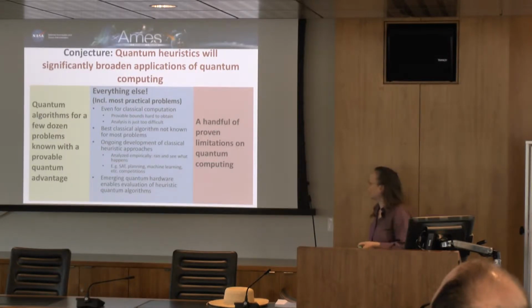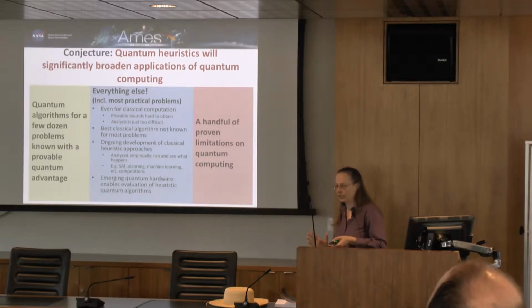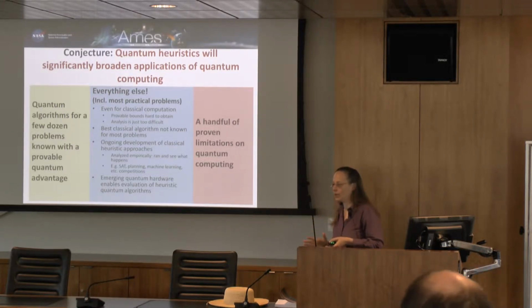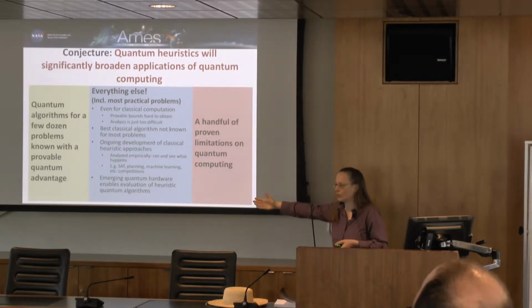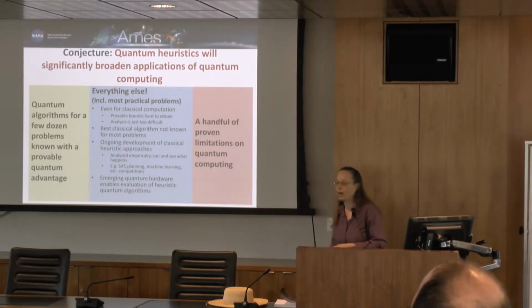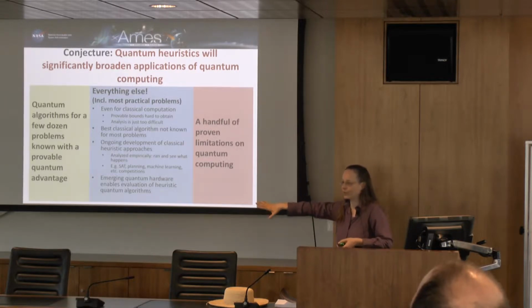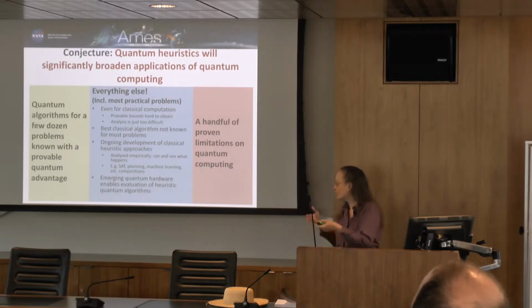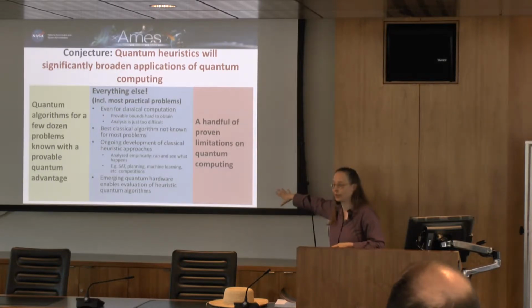And one thing I want to emphasize right away is that there are some really exciting quantum algorithms that are known, like Shor's algorithm for factoring, that we'll touch on later in the talk. And there's a provable quantum advantage there, subject to very common conjectures in computer science. But there's only, depending on how you count, a few dozen such things for certain problems. There are also a handful of limitations on quantum computing that are known.